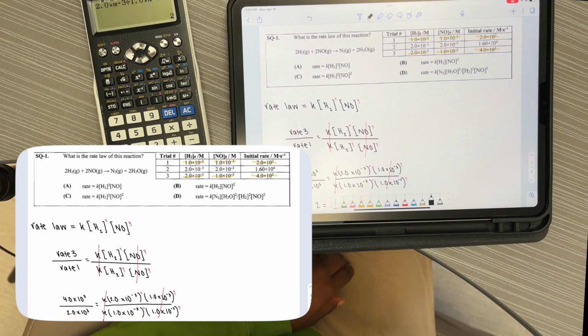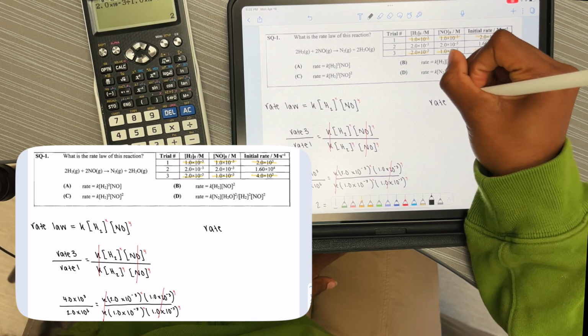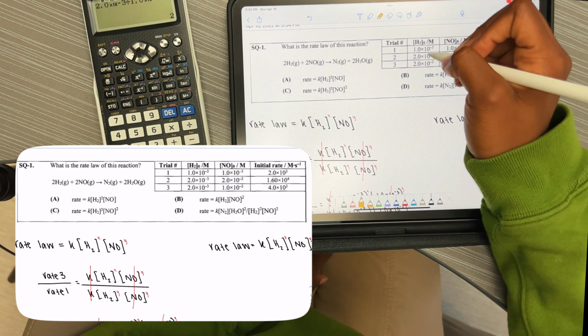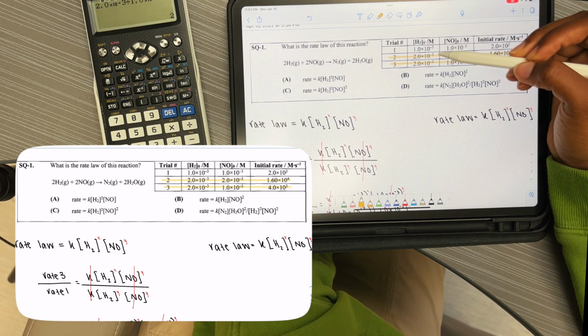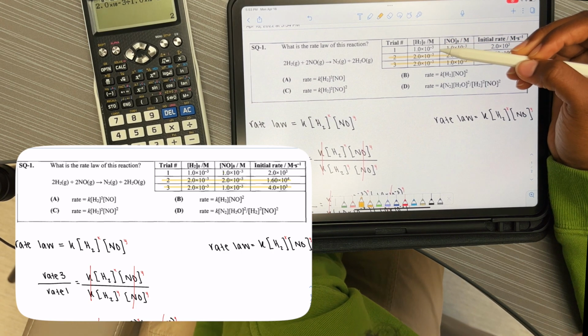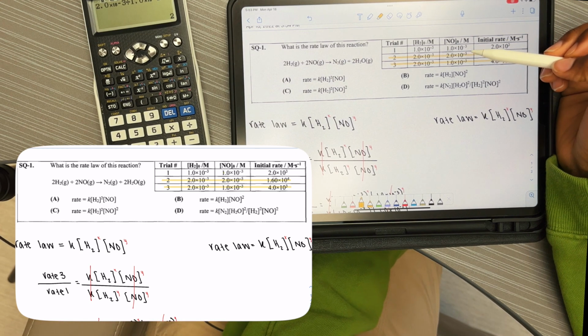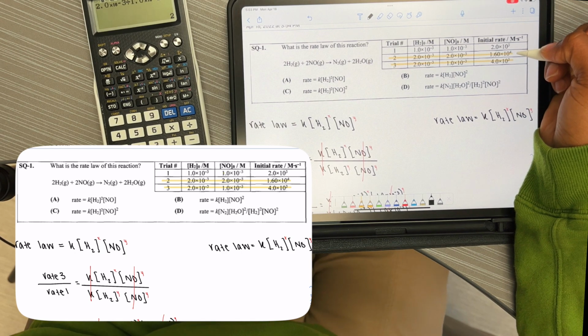So now we will determine the rate law for the nitric oxide gas. So we're going to rewrite our equation. This time around we will be using trio 2 and 3. In this column, the hydrogen gas is constant, in which we will be able to cancel out these terms in order to find the nitric oxide gas. And we are going to be putting trio number 2 in our numerator because it has a higher initial rate.